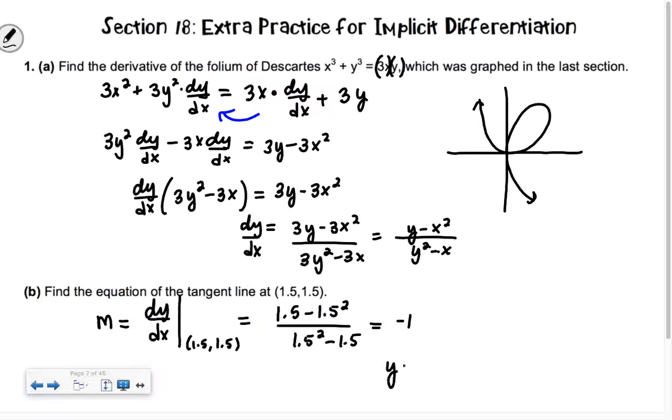All right, so I have y minus 1.5 equals negative 1 times x minus 1.5, like that. That is our answer.